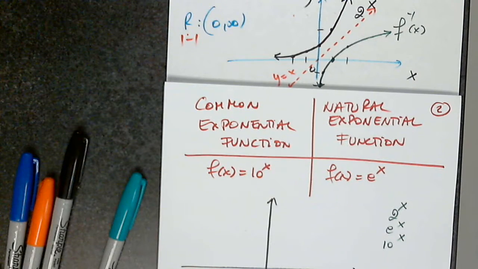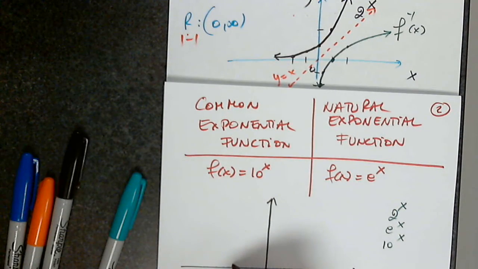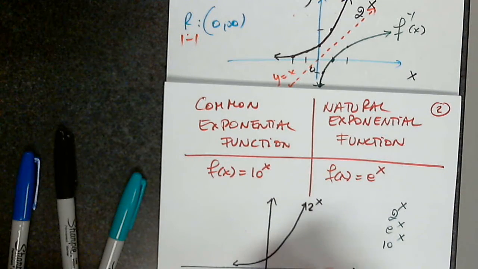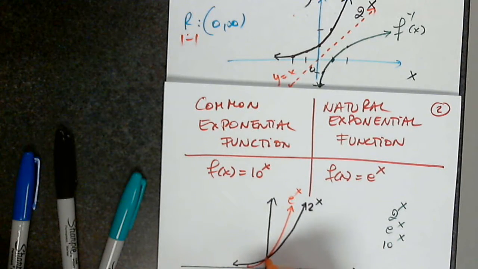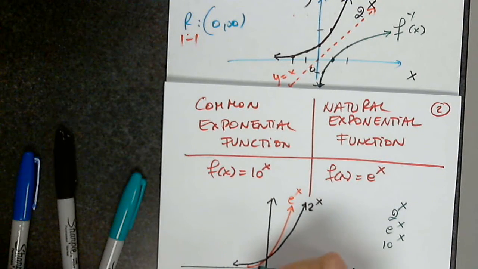Question: is this a number greater than 1? Okay, so they all have to have the same shape, right? 2 to the x, e to the x, and 10 to the x, they all have to have the same shape with a base greater than 1, correct? But the higher the base, the closer to the y-axis. So I'm graphing 2 to the x now. Here's 2 to the x. Then I will graph e to the x. Definitely it passes through the same point, 0, 1. And here is 10 to the x, even closer to the y-axis.